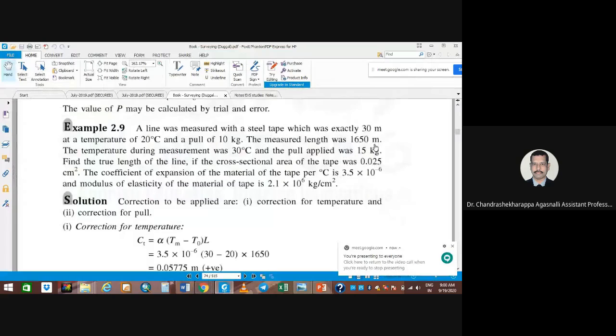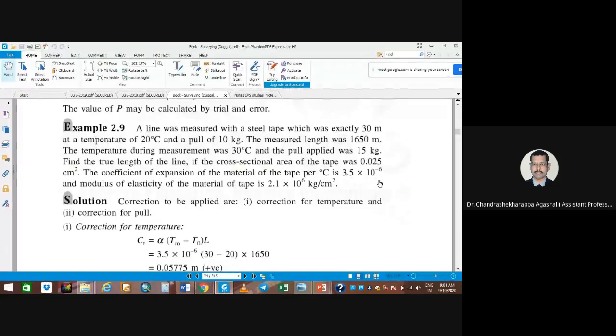Okay, the measured length was 1650 meters. The temperature during the measurement was 30 degrees and the pull applied was 15 kg. Find the true length of the line. What is the actual length? The cross-sectional area of the tape was 0.025 square centimeters, and the coefficient of expansion of the material of the tape is some per degree centigrade.